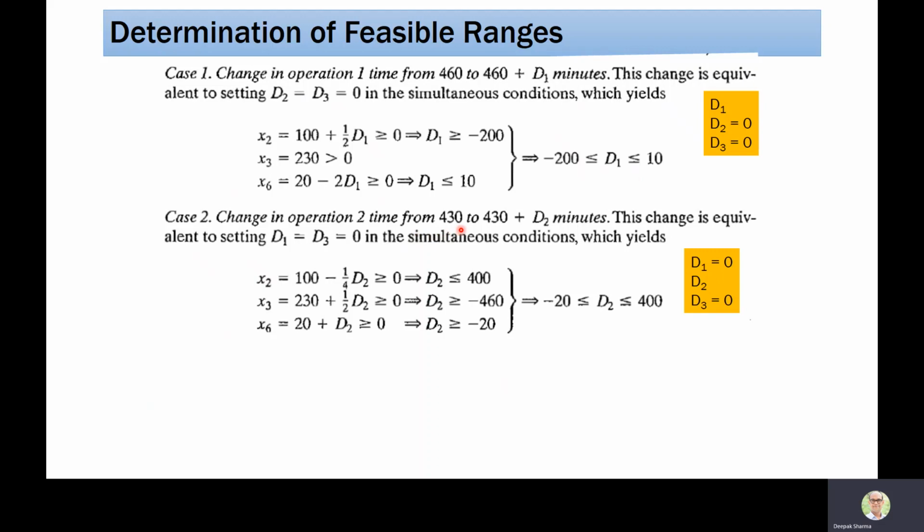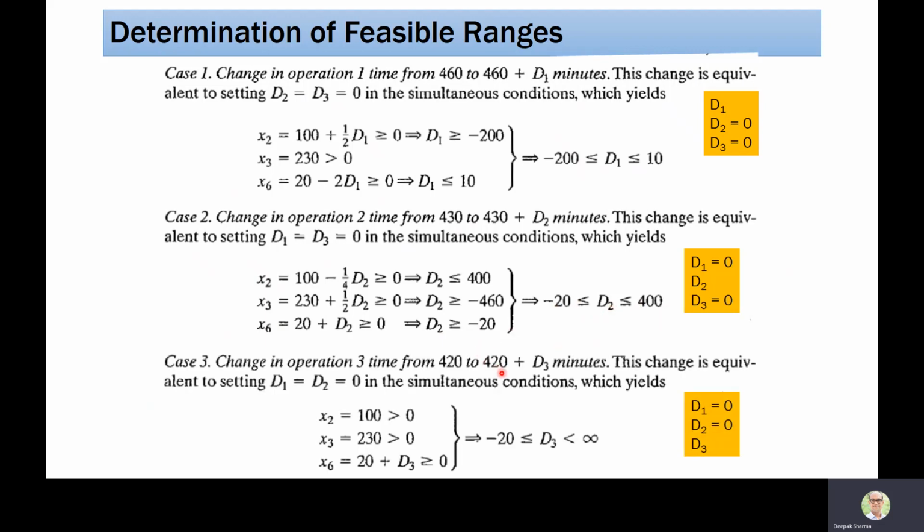I can make the same observation when we change only the right hand side of operation 2, while operations 1 and 3 remain the same. In this case, D1 and D3 are 0, and we can find the condition by putting the values into the x2, x3, x6 equations. We can say that D2 is lying between minus 220 and 400. The same thing we can do when we assume a change in the right hand side of operation 3, but no change in operations 1 and 2. This will give me the range for D3.